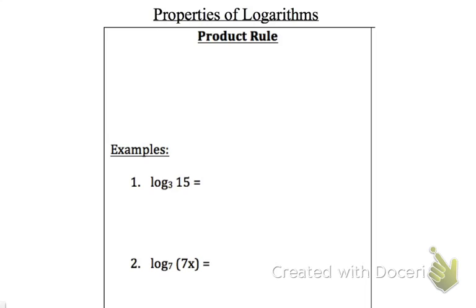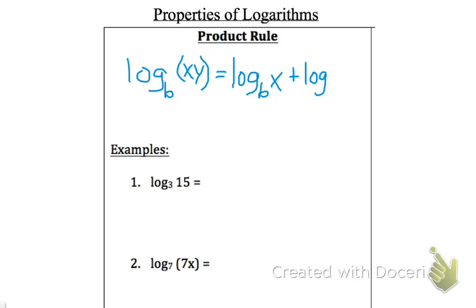And the product rule says if you have the logarithm base b of a product, let's say xy, then instead of one logarithm of a product, we can actually rewrite that equivalently as the log base b of x plus the log base b of y. So one logarithm of a product gets split into two separate individual logarithms of each factor of the product separated with addition.